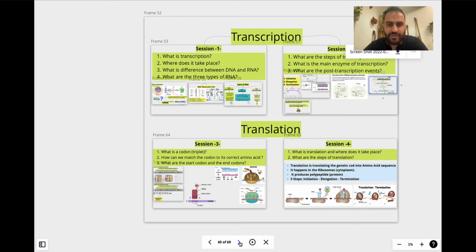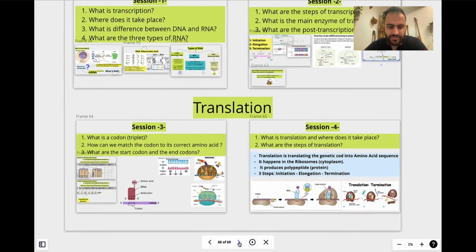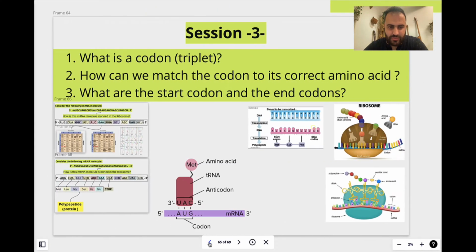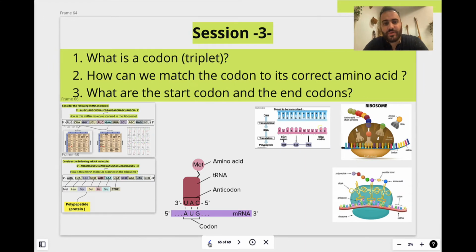The last step in the process of protein synthesis is translation. And I'm going to divide translation into 2 sessions. So in the first session, I'm going to discuss the meaning of codon or triplet, how we can match the codon to its correct amino acid, and what the start codon and the end codons are.